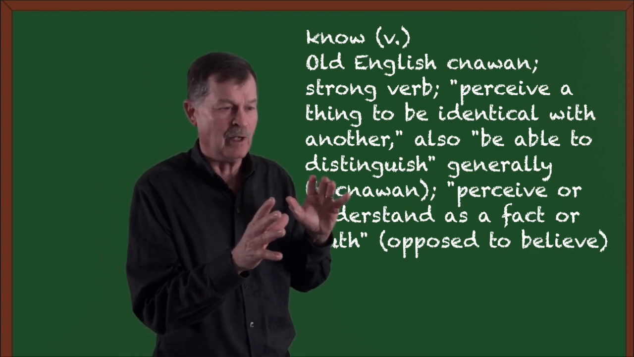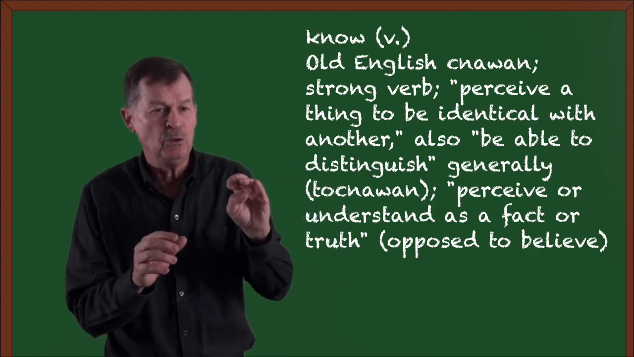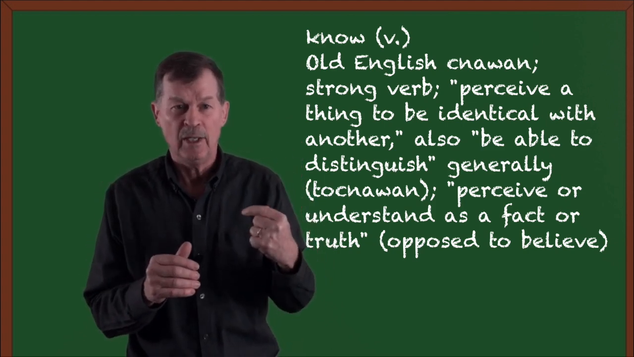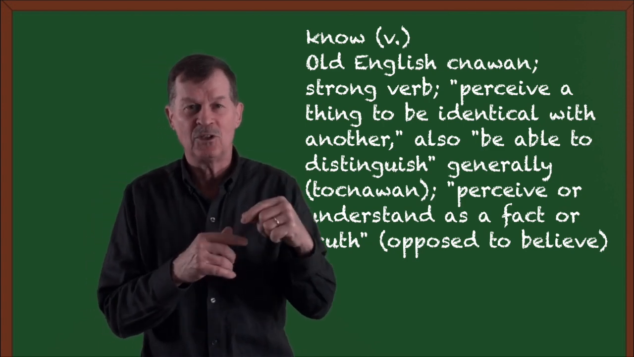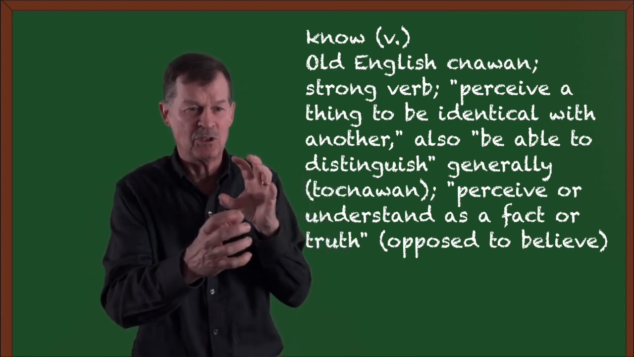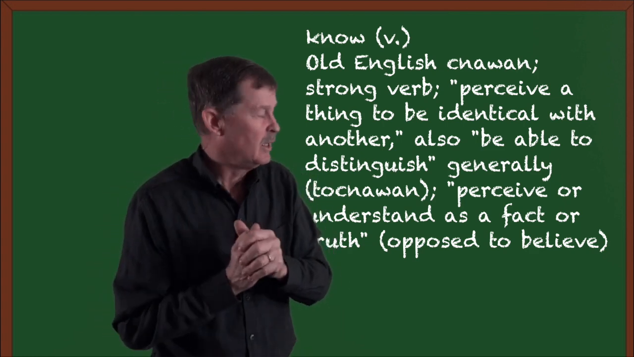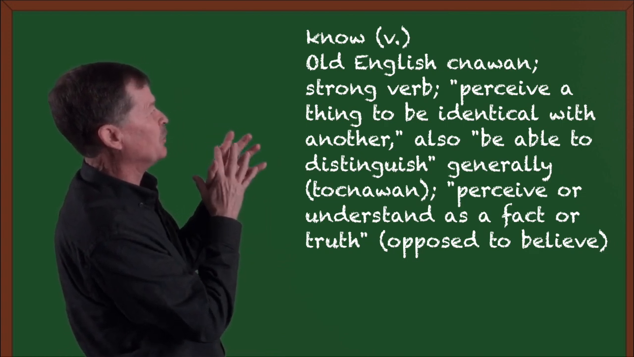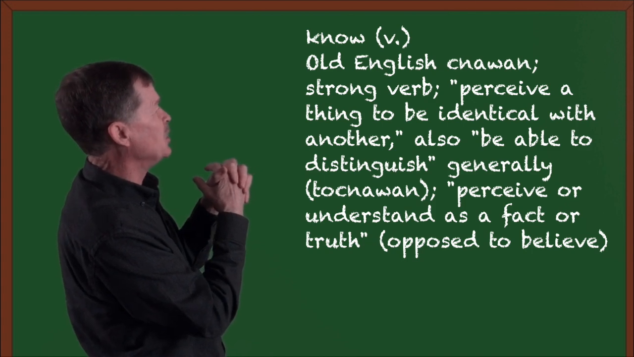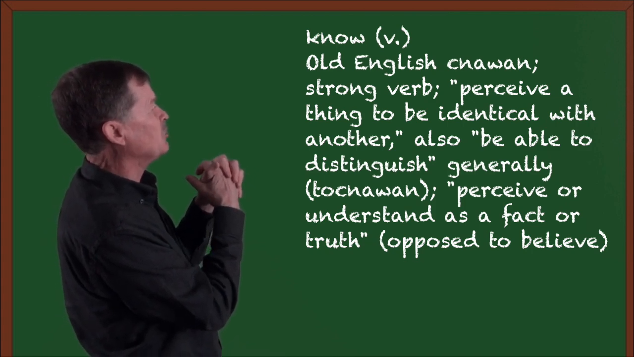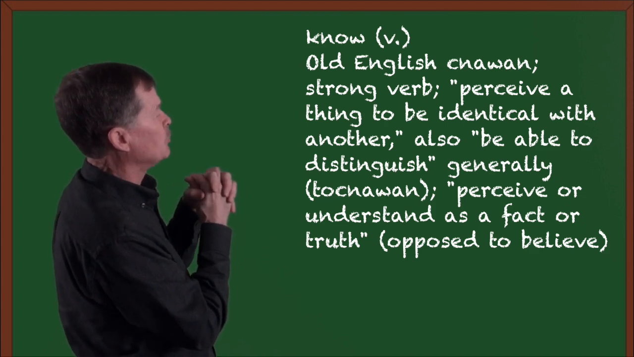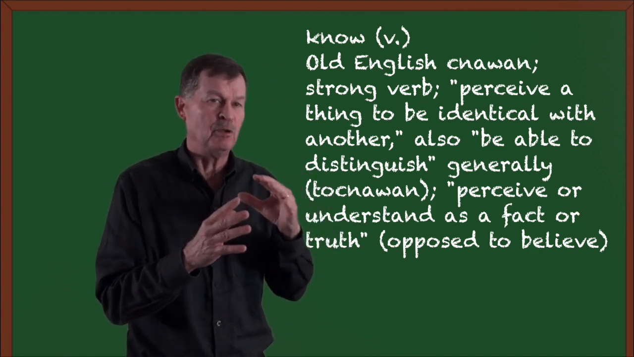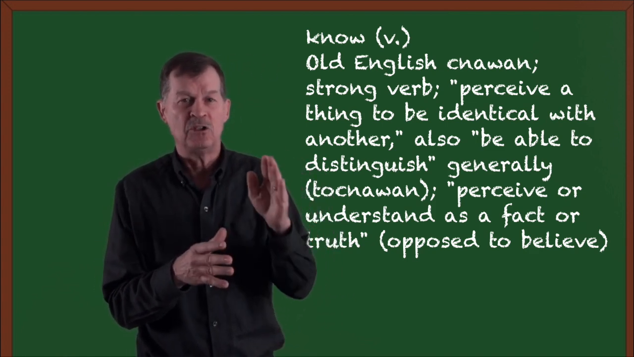Whereas in the critical realist, it's kind of like you see something and it looks similar to something you know, but I could not claim that it is identical to it because of my perceptions of each item. So this one here says, perceive a thing to be identical with another, also be able to distinguish generally. Perceive or understand as a fact or truth. Okay, so this is what to know something is, to perceive it as a fact or as a truth.